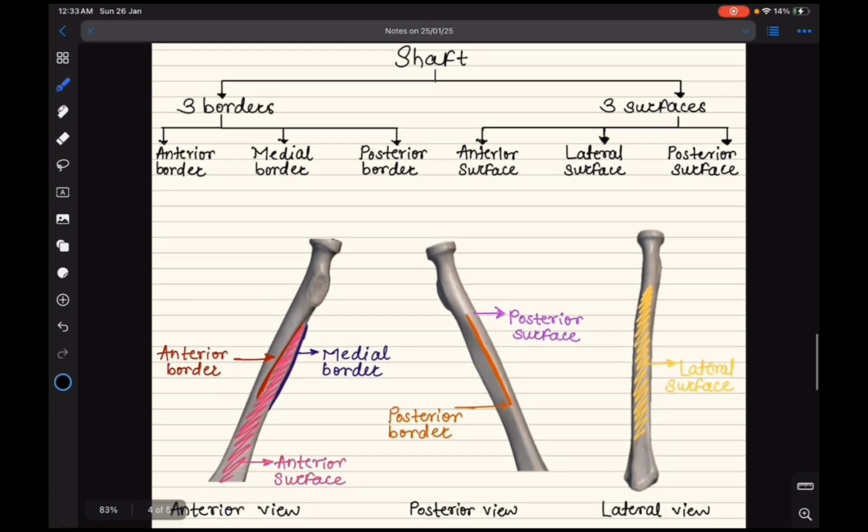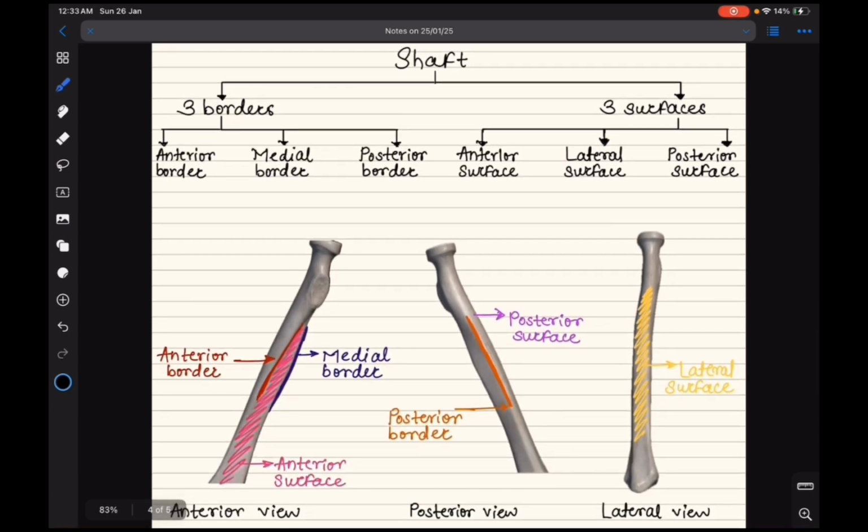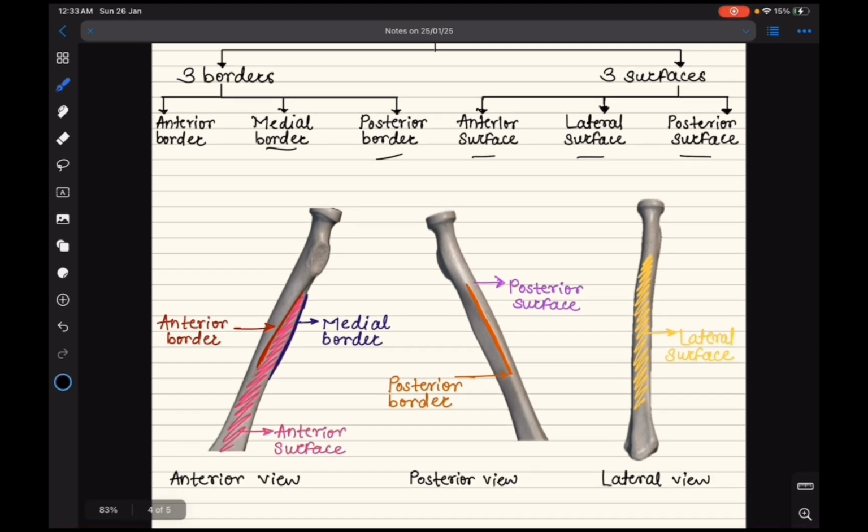Now to talk about the shaft. The shaft has three borders and three surfaces. The anterior border, the medial border, the posterior border. And about the surfaces, the anterior surface, lateral surface and the posterior surface. Here are the three views, the anterior view, the posterior view and the lateral view.